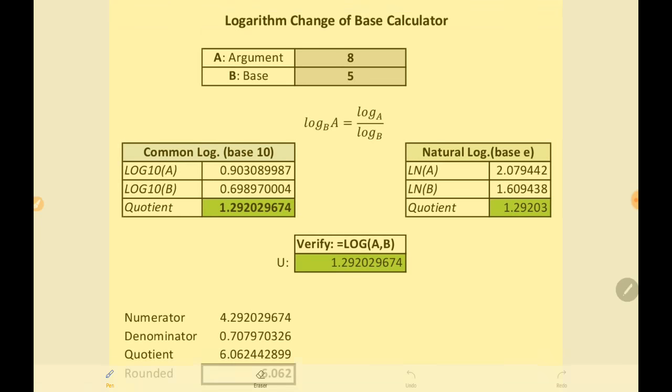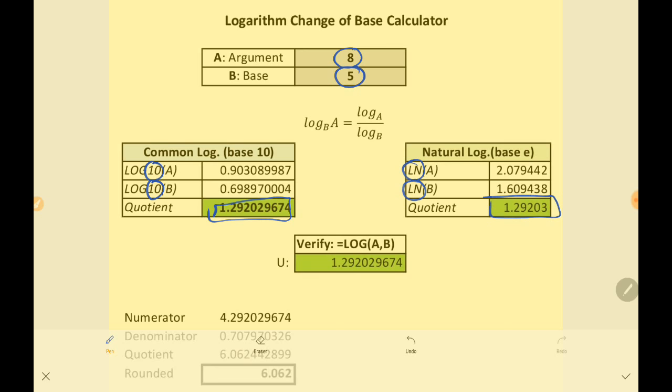So what happened is I made a place to input an argument and a base, and then using the change of base formula with base 10 and with base e, natural log, showed how you can arrive at the same correct value regardless of the base. And the reason we use log base 10 and the natural log is because every single scientific calculator will have a button for log base 10 and log base e.